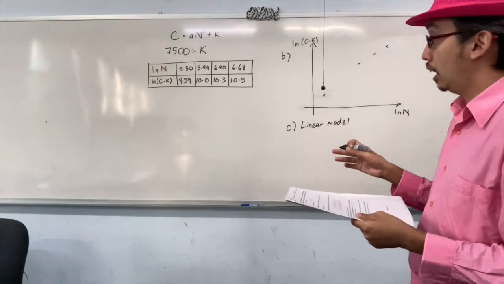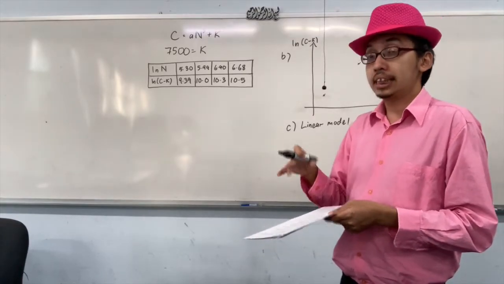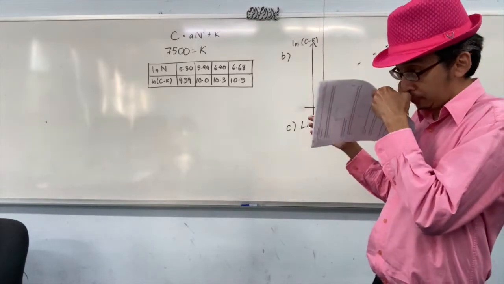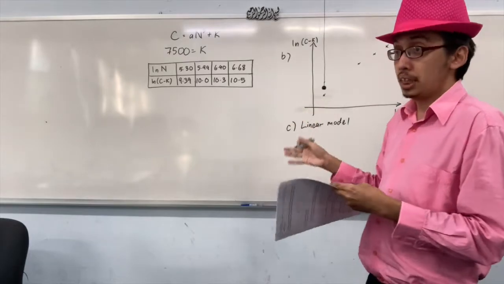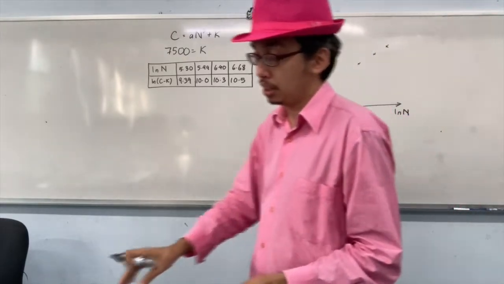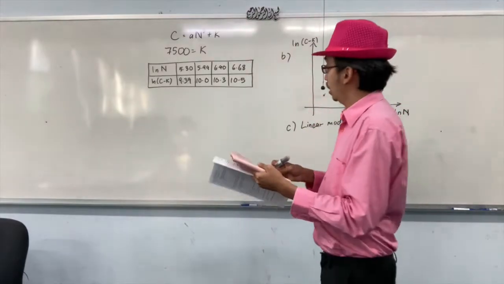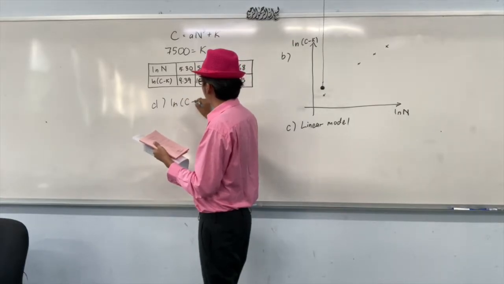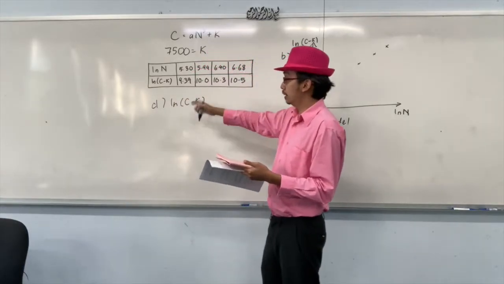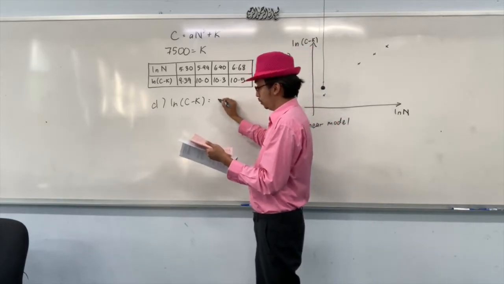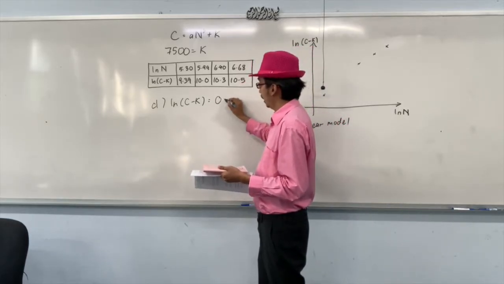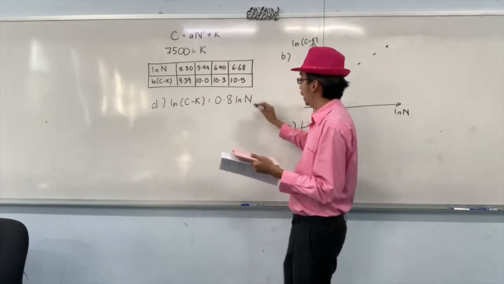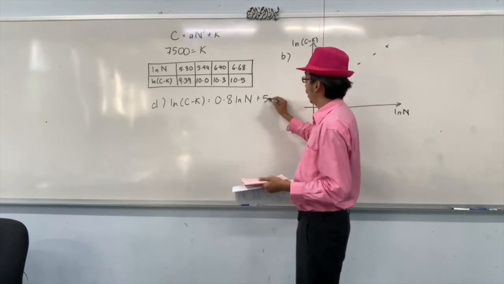For this one you can just press your stat calculate, go to linear regression, which is number 4, and it will automatically give you the a and b. I've already done it, so let me check my book. Basically, I write the equation here. It will be ln(c − k). This one is the y, so it's always y equals to x. So this is ln(c − k), and it equals b, the gradient, like that, times ln n, and after that plus 5.17.